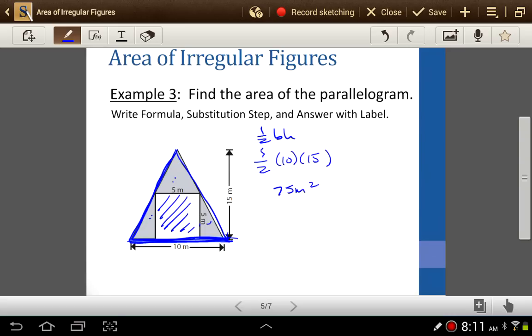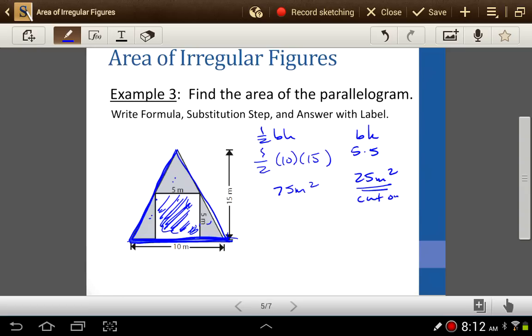Now I'm going to find the area of this rectangle that we're missing. It's actually a square because it's 5 by 5. That's not shaded in. So that's a rectangle, so that's going to be base times height. So that's 5 times 5, which is 25 meters squared. Well, I'm not putting them together to make my shape. I cut out the rectangle. The 25 meters squared is cut out.